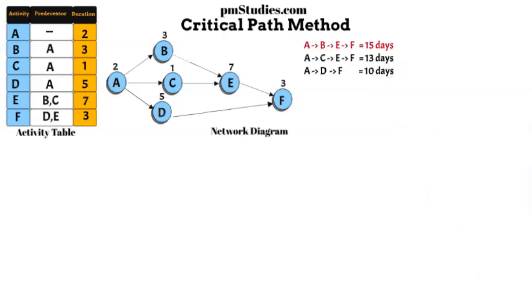In this example, path A, B, E, and F has the longest duration at 15 days, making it the project's total duration. This path is also known as the critical path because any change to an activity within it will directly alter the project's overall completion time.